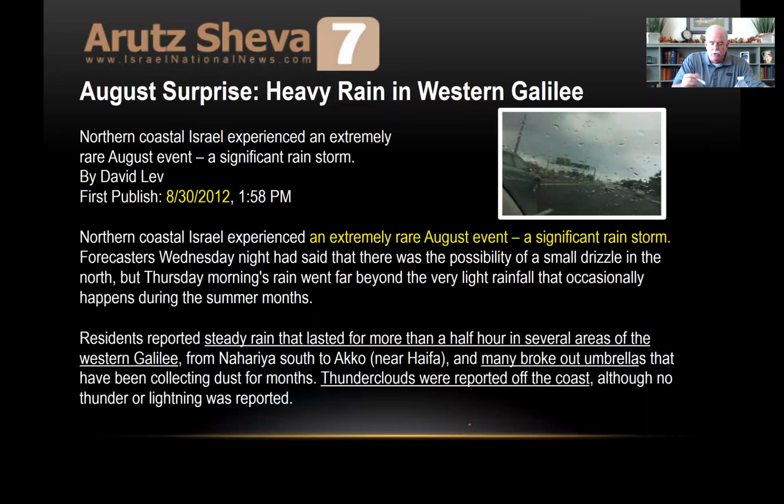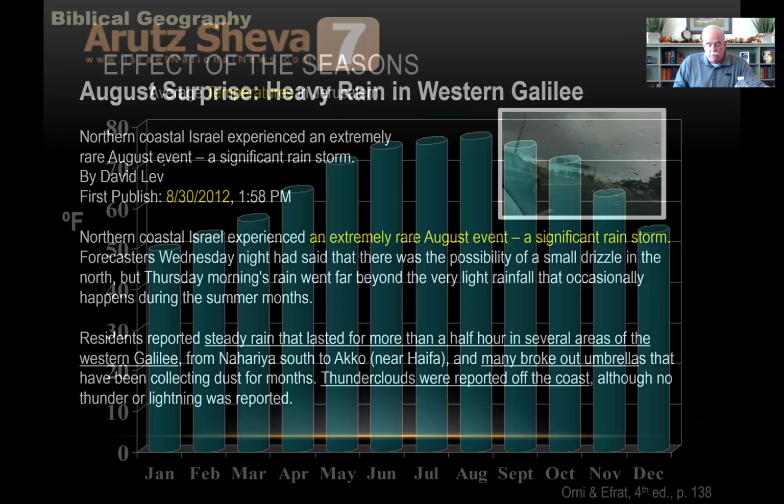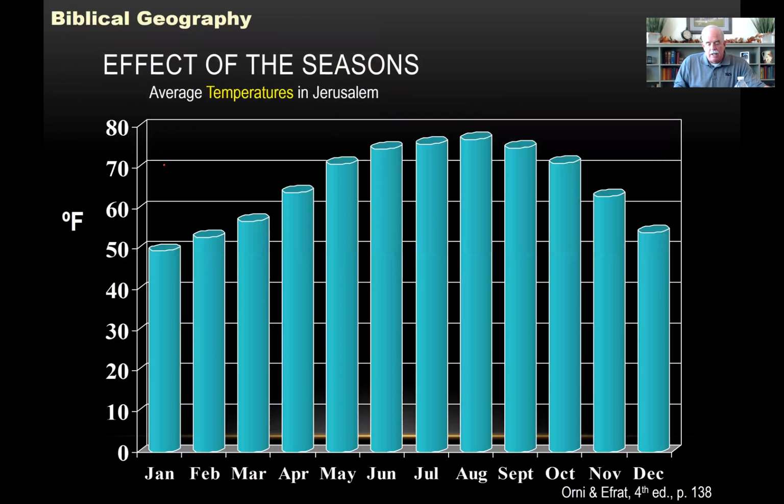I clipped this out of a newspaper a couple years ago, but in 2012, there was a rainstorm in Galilee in August. And it made international news. It wasn't a particularly bad storm. It's just that rain in August just doesn't happen. And so it became a bit of a news story. And then, of course, you have the temperatures. Now, this is Jerusalem. And if you were there in August, you would think that this maybe is a little oversold, because it can get hot.